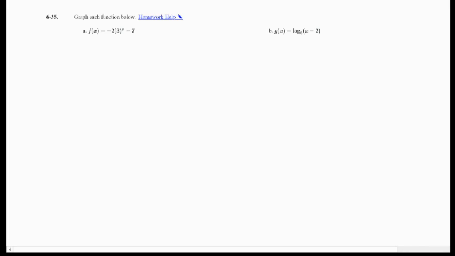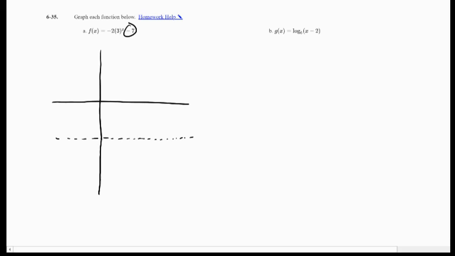Here we're asked to graph each function below. So the first one is an exponential equation. Looks like -7 is my k value, which tells me my horizontal asymptote, because normally it starts off at y equals 0, but in this case we have a k value, which shifts it down 7 units. So that's my horizontal asymptote.